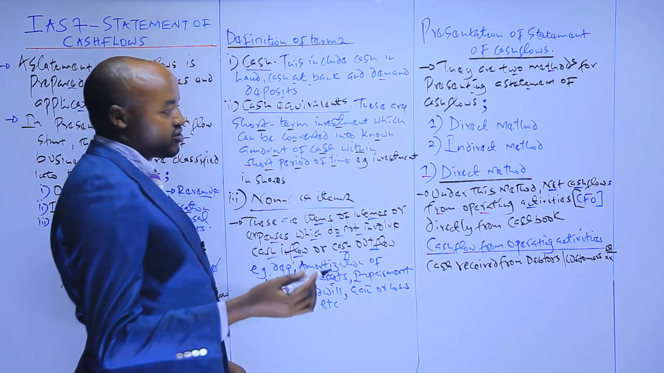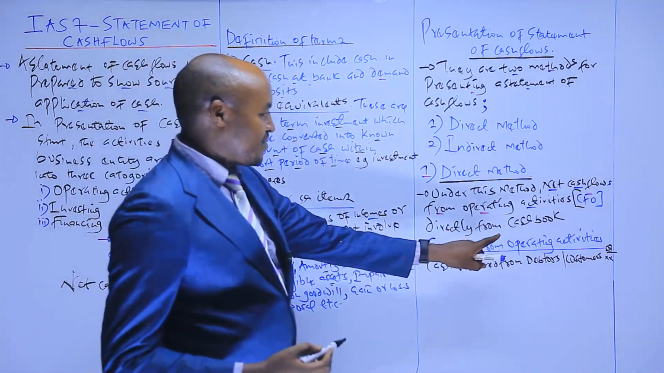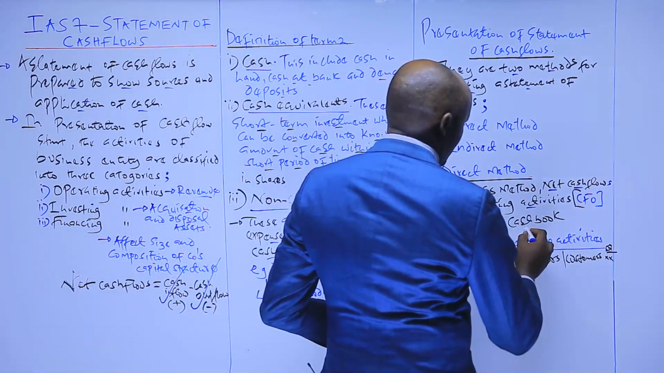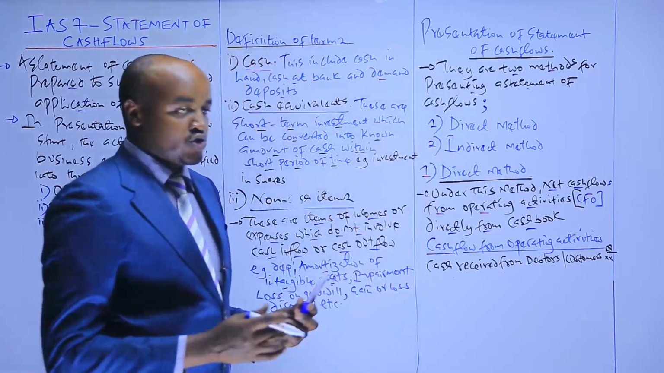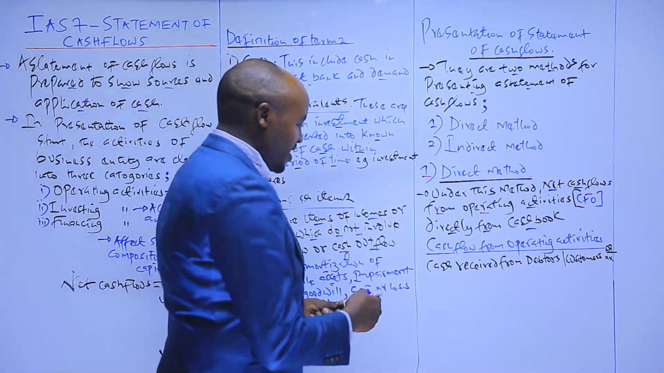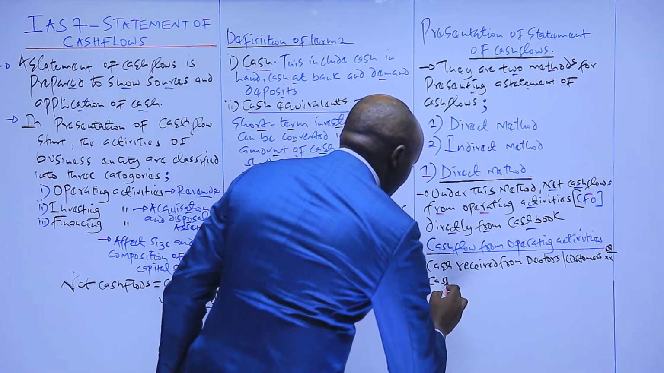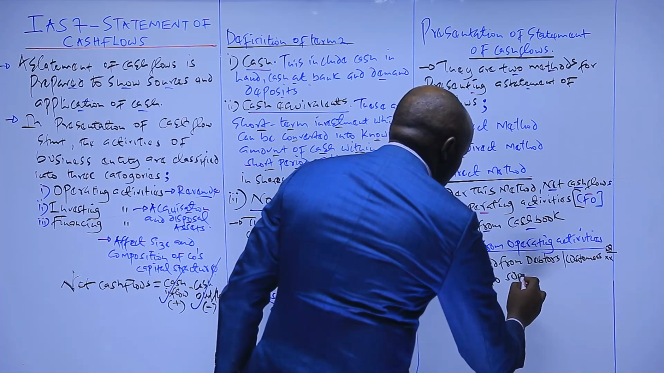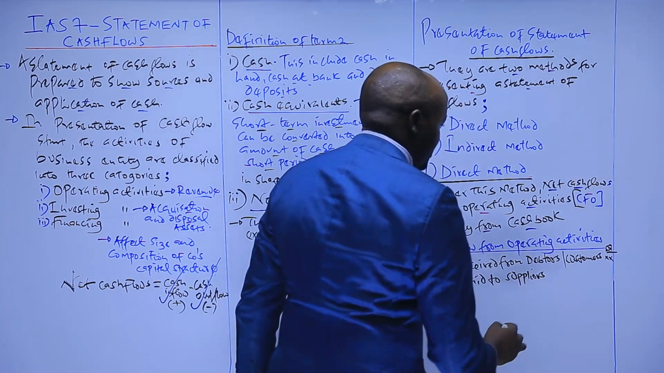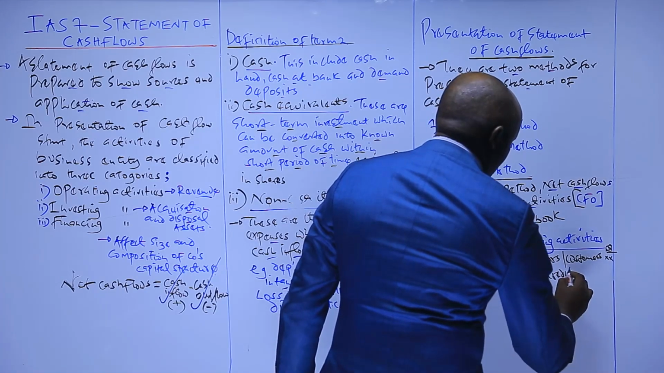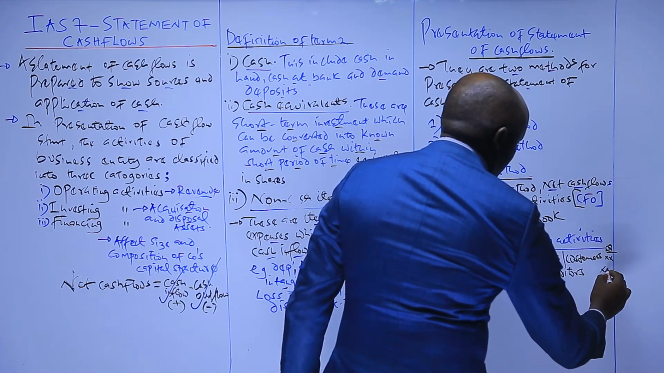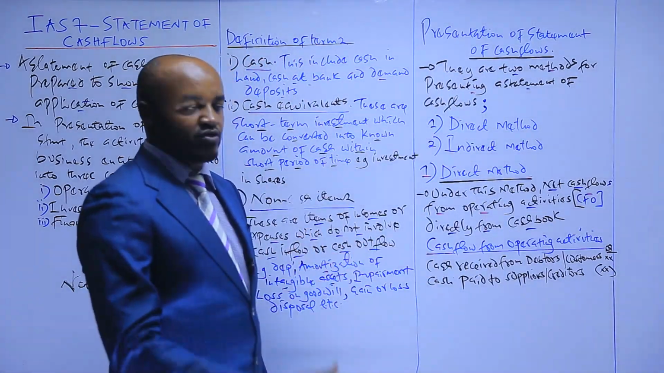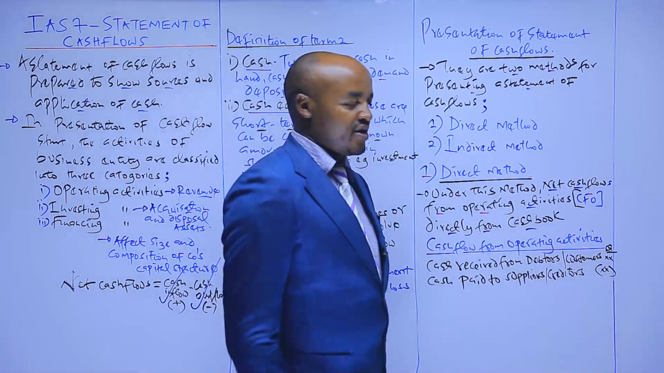So cash received from debtors or customers, this is something you can get from the cash book on the debit side. If you go to the cash book on the debit side, you'll be able to get the total amount which was received from the debtors or who? Customers. Then we also take into account the cash paid to the suppliers or creditors. That is cash outflow. We record it there as a negative.